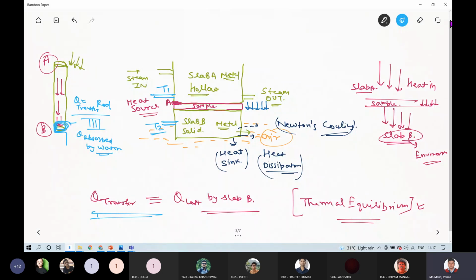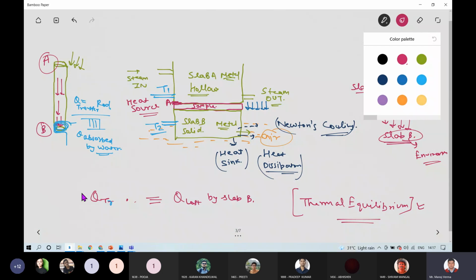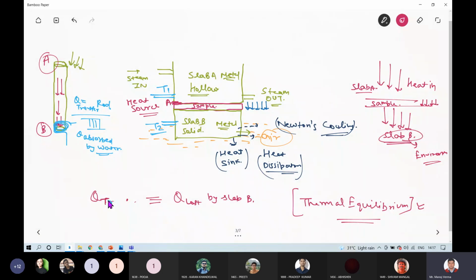So if I can make the expression for this amount of heat transfer and the amount of heat lost by the slab, then I can relate the value of K. We will see what the expressions for these heat transfers will be.